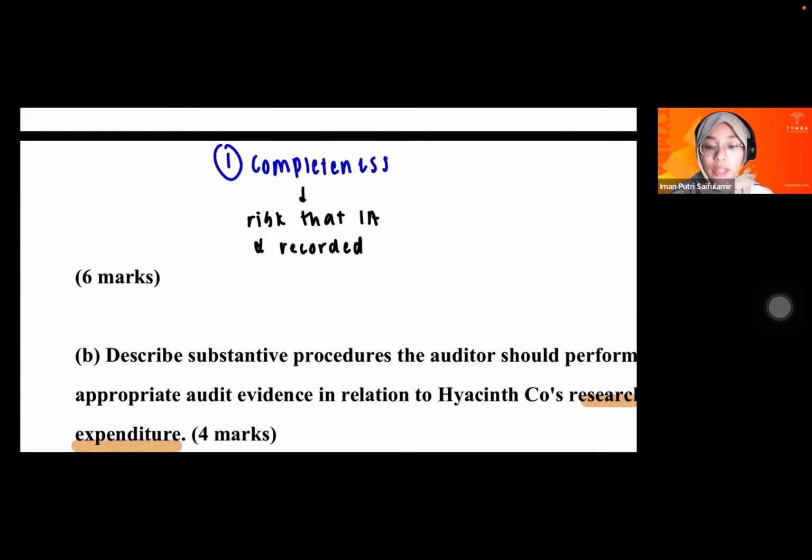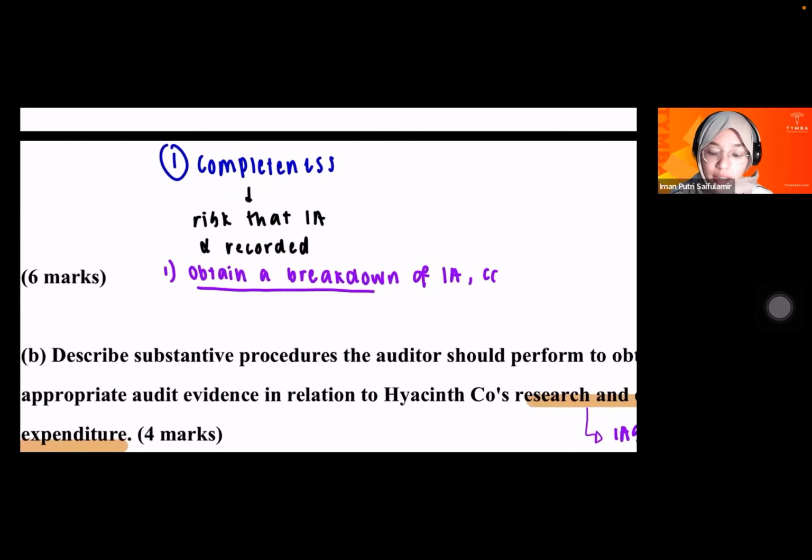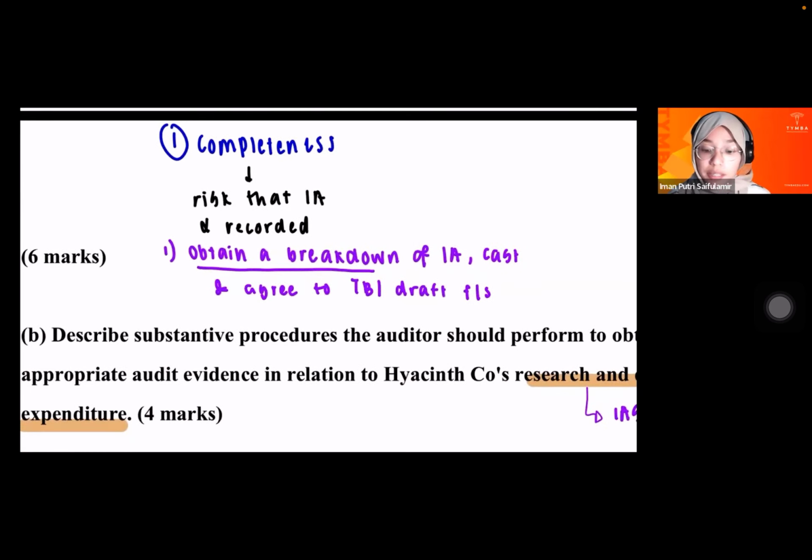Okay, so when it comes to completeness, whenever we are testing on completeness, we can use the obtain, cast, and agree. So what will we obtain, guys? We will obtain a breakdown of intangible assets. Okay, it's very easy. Just obtain a breakdown. This is something you guys can memorize. Obtain a breakdown of intangible asset, cast, and agree to, maybe the trial balance or the draft financial statements to ensure completeness of the intangible assets.